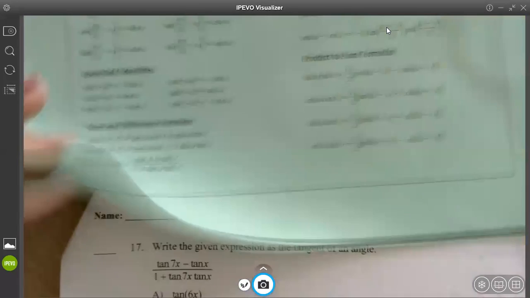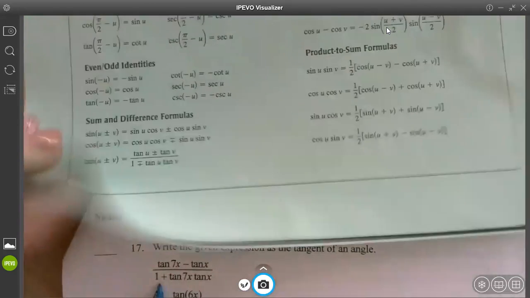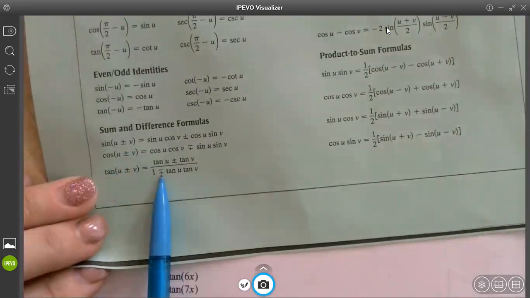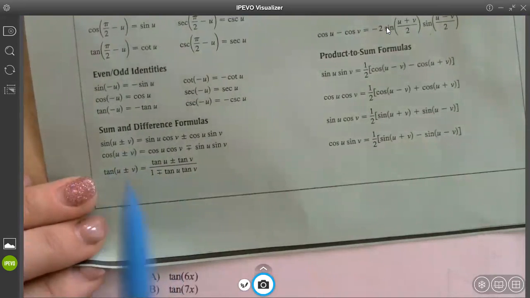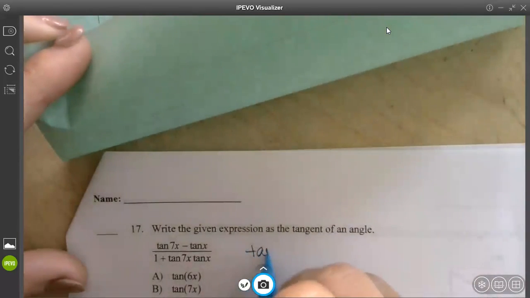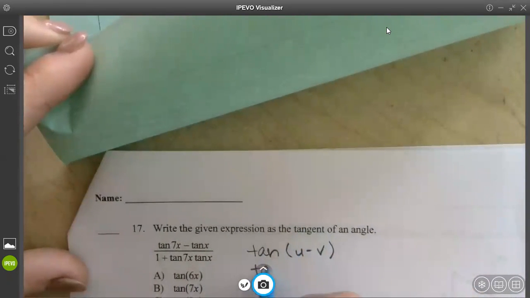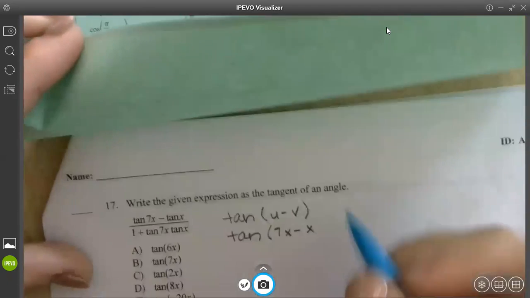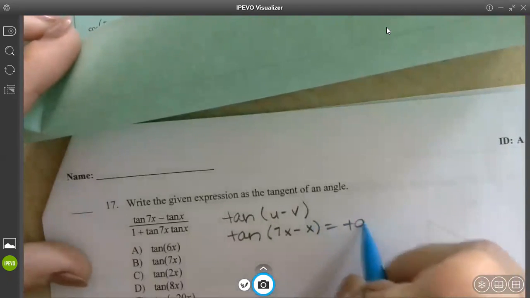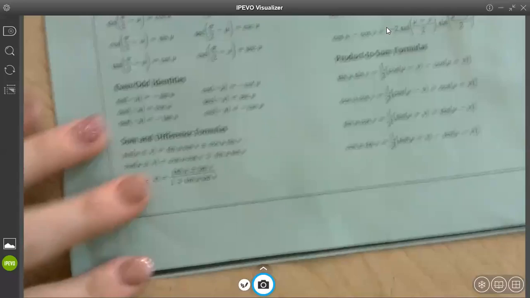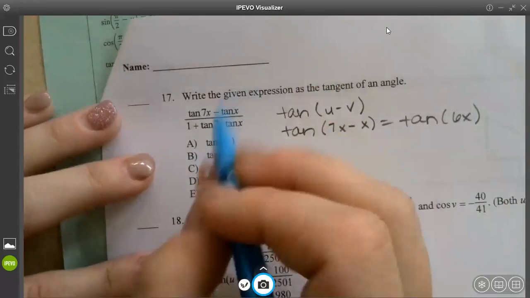So what do we have on the bottom? We have the positive. So what is this one if the positive is on the bottom? Tan what? U minus v. Tan u minus v. What was u? What was v? What's 7x minus x? There you go. How else could I have done it?